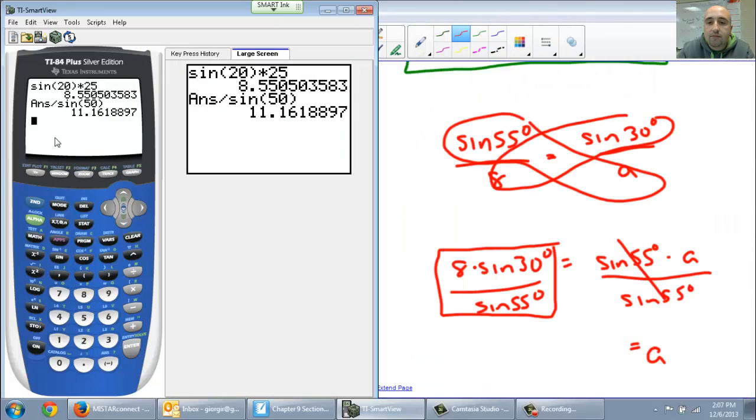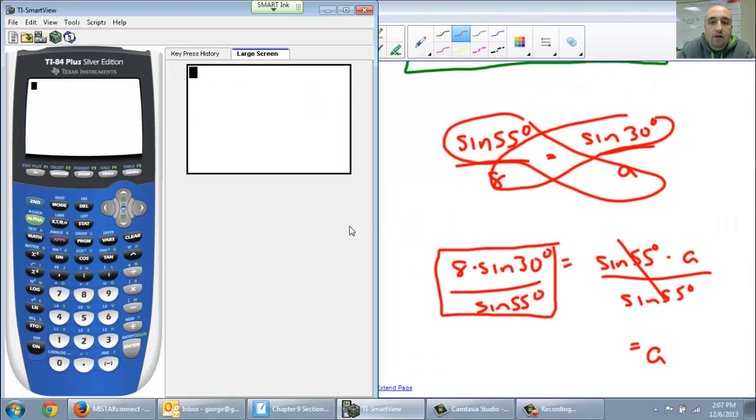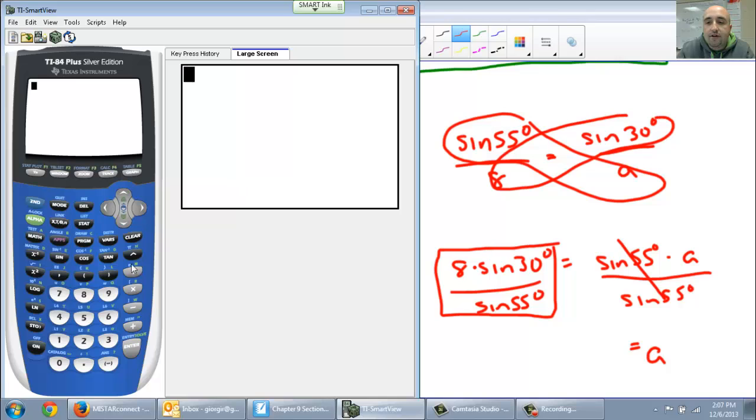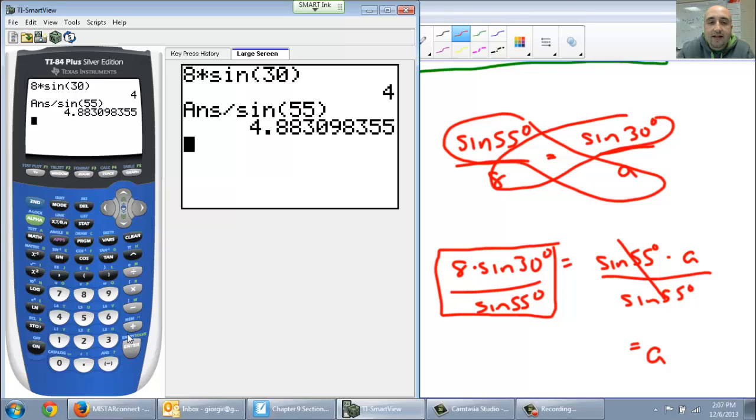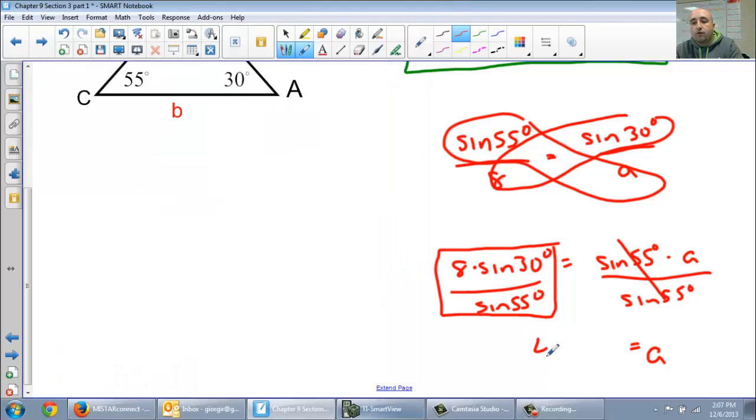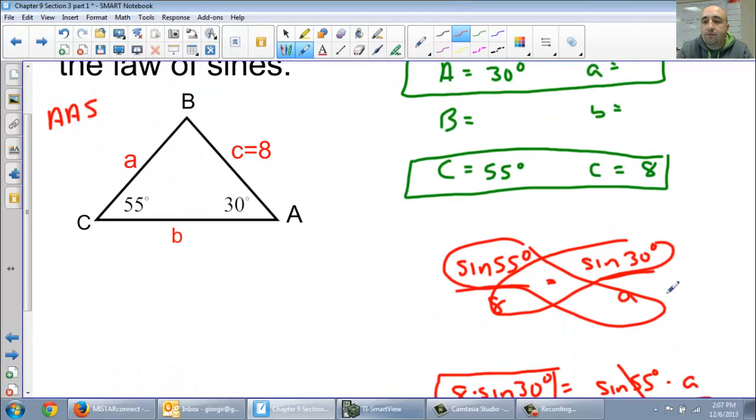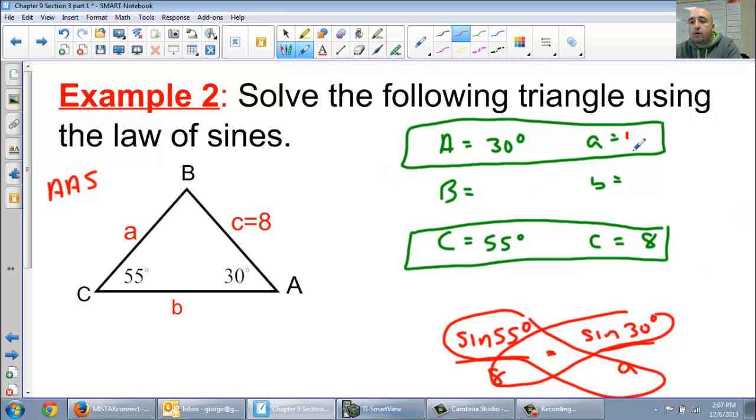Let's go back to our calculator. So what do we have here? 8 times sine of 30, equals, divide that by sine of 55, equals, and we get a side length of 4.88. Always round correctly to 2 decimal places. 4.88 is my little a. So I'm going to go back up to little a and put in 4.88.